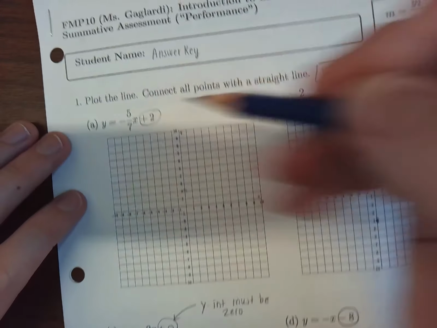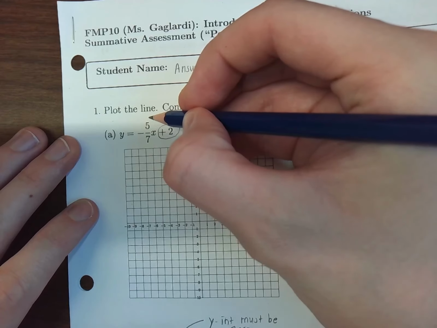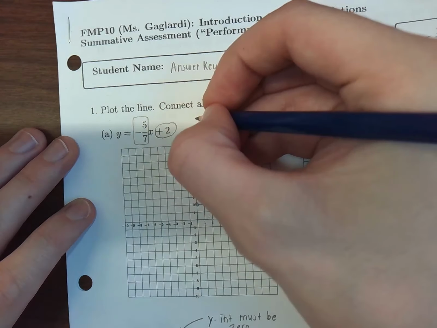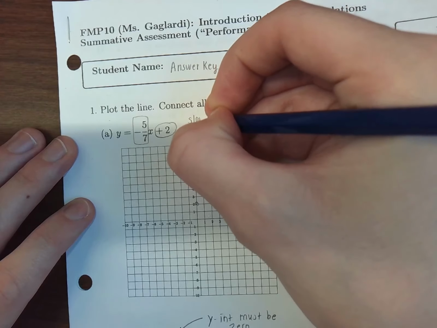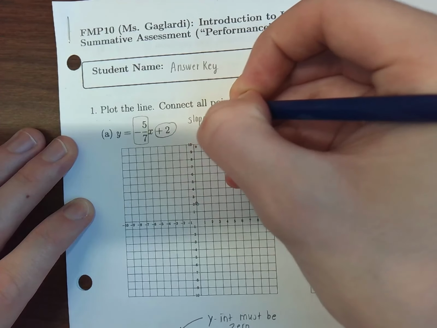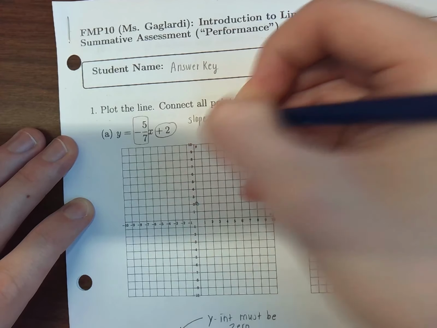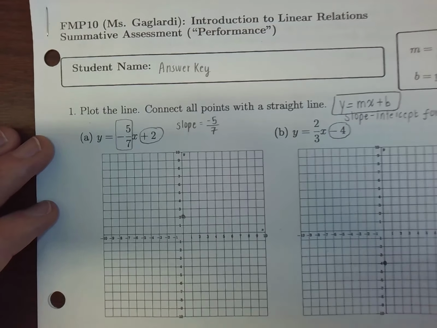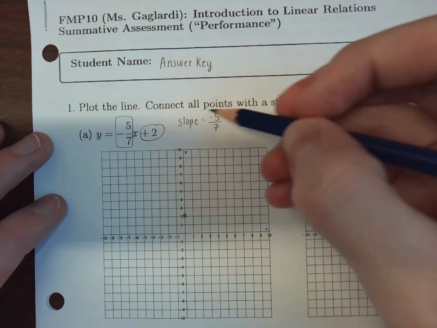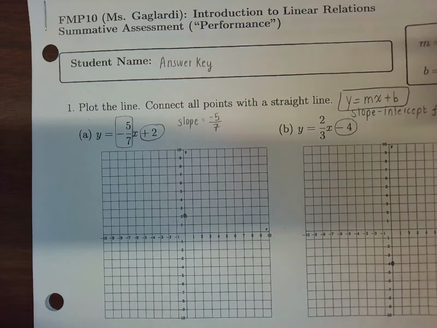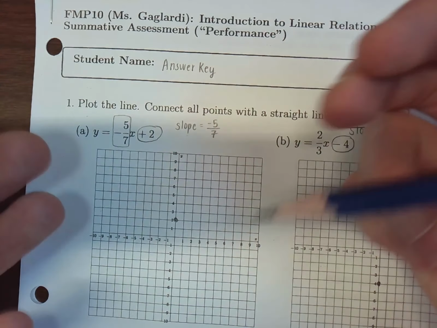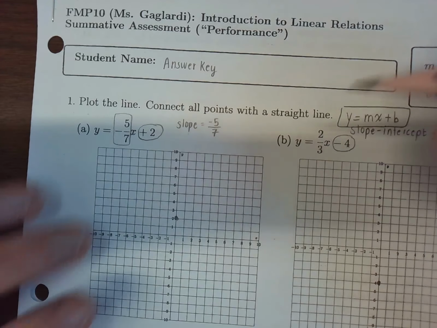Then here, I can see my slope is -5/7. I just like to give the negative to the top. I talk about that all the time. When it's a negative out front, it doesn't change anything. It's just that I personally think about it that way.